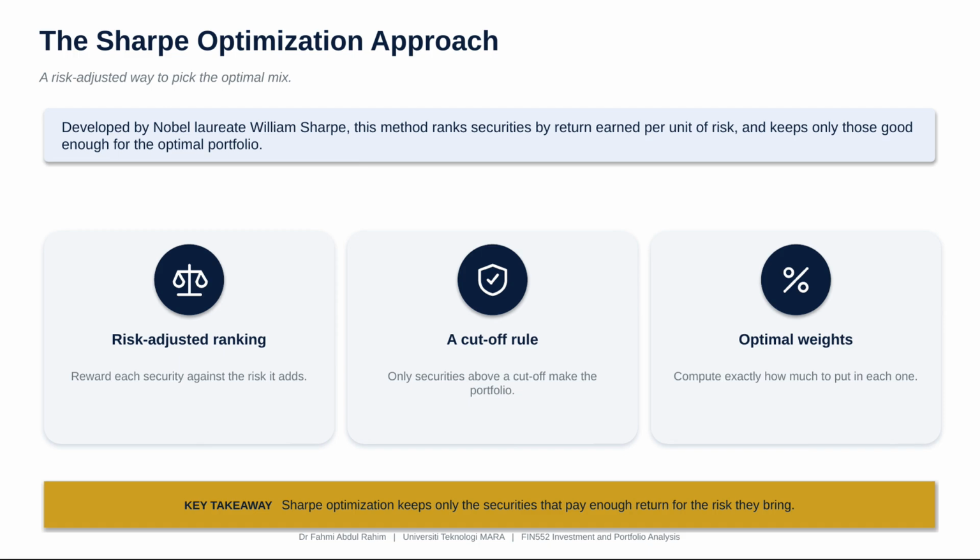3 features in the cards. First, a risk-adjusted ranking, where we reward each security against the risk it adds, not just its raw return. Second, a cut-off rule, where only securities above a certain threshold make it into the portfolio, the weak ones are dropped. Third, optimal weights, where for the survivors, we compute exactly how much money to put in each one. The takeaway: Sharpe optimization keeps only the securities that pay enough return for the risk they bring. Now, let us see the 3 steps that make it work.